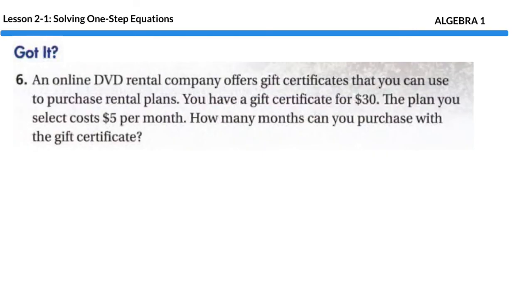Let's see this. An online DVD rental company offers gift certificates that you can use to purchase rental plans. You have a gift certificate for $30. The plan you select costs $5 per month. The question is, how many months can you purchase with the gift certificate? So first and foremost, can you represent this whole problem as an equation? So let's see how we go about it. What is the variable here? Let m be the number of months.